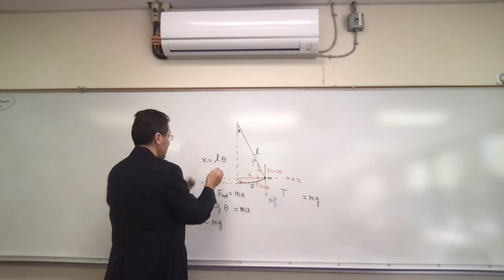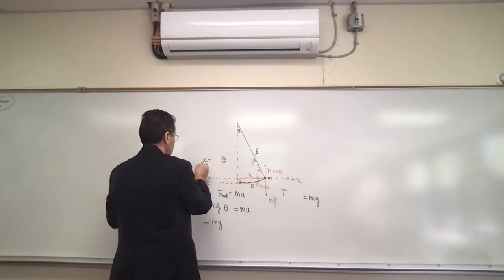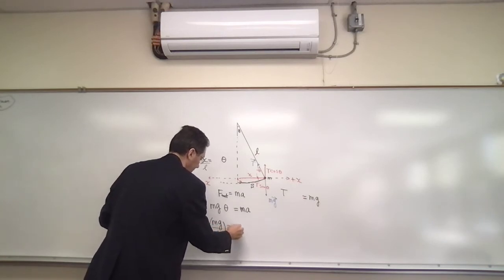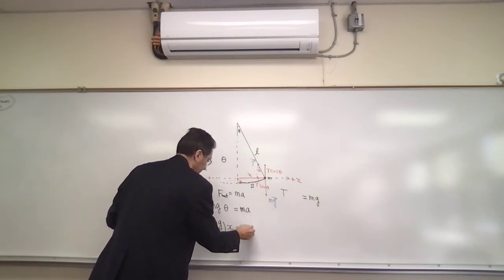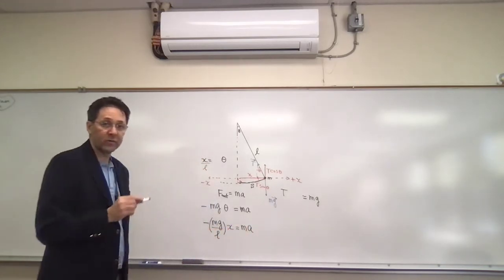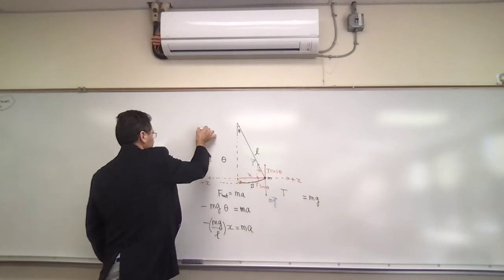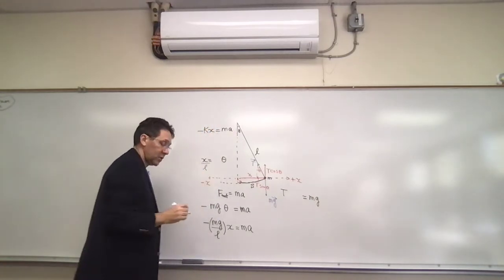Which means theta, I'm going to write it like this. Theta is X over L. And I'm going to move the L over to here, and I'm going to put the X here. This is equal to M times A. Well, this should look familiar. This is very similar to negative Kx equals Ma. So I'm using an analogy with the springs.